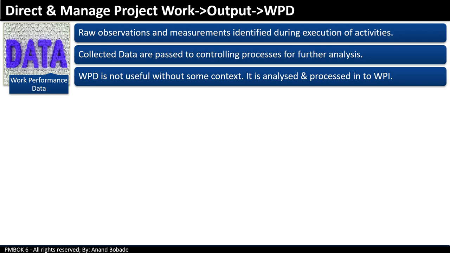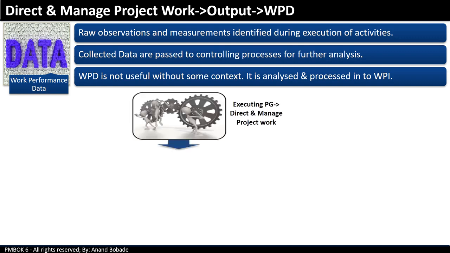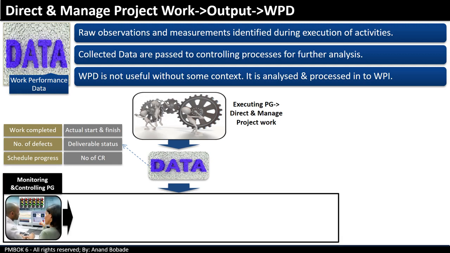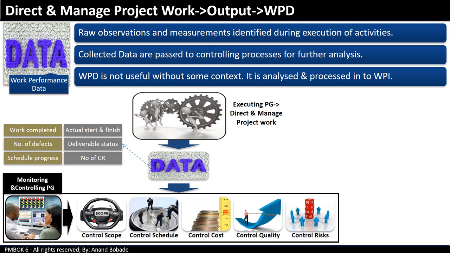Let's understand the flow of work performance data. So lots of work performance data is generated while building a deliverable as a part of the direct and manage project work process. This work performance data can refer to activities started, activities finished, status of each activity, cost of these activities or cost of the project, cost to date, cost variance, etc. All this data is passed to respective control processes under the monitoring and controlling process group. For example, all schedule related work performance data is passed on to the control schedule process. All cost related work performance data is passed on to the control cost process. And this control process will contextualize this work performance data and convert it into work performance information.